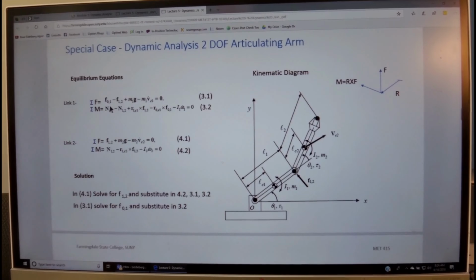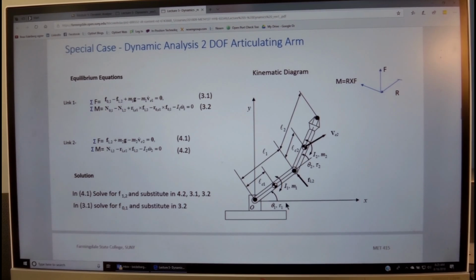The first link will have summation of forces and moments equal to 0. Summation of forces includes the force of the base acting on the first link, F01, minus the force that the second link is acting on link 1, which is minus the force that link 1 is acting on link 2, plus the gravitational force, minus the inertial force, which is m times the acceleration, v dot, acting at the CG. So all of these must equal 0.